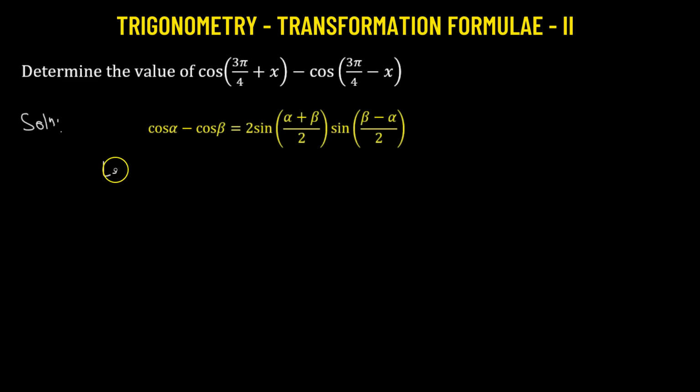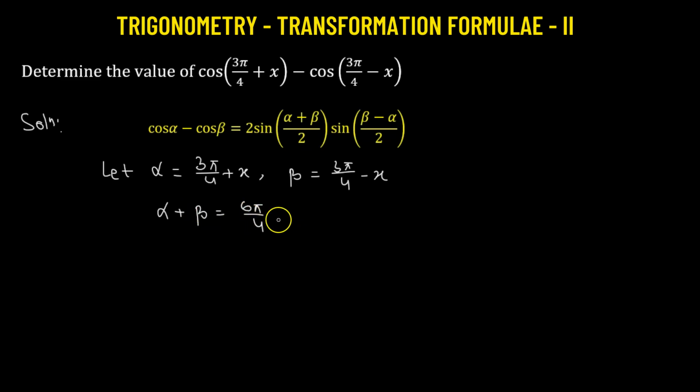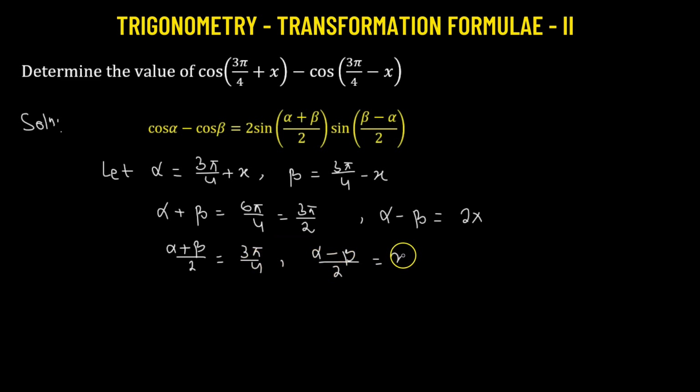So let us begin. Here we will suppose that alpha is equal to 3 pi over 4 plus x and beta is equal to 3 pi over 4 minus x. Let's try to find the value of alpha plus beta. So alpha plus beta is going to be 6 pi over 4, which is 3 pi over 2. And alpha minus beta is going to be equal to 2x. Now since we need the value of alpha plus beta over 2, that's going to be equal to 3 pi over 4 radians. And alpha minus beta over 2 is simply x.